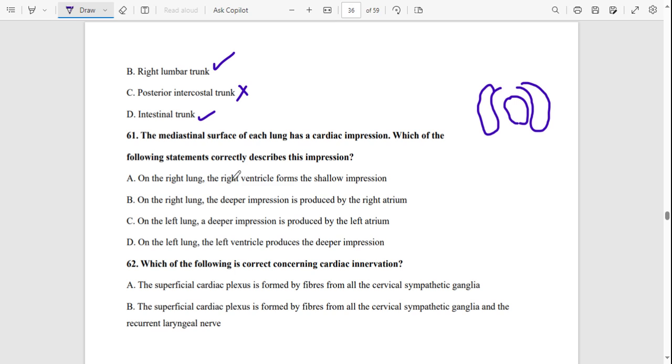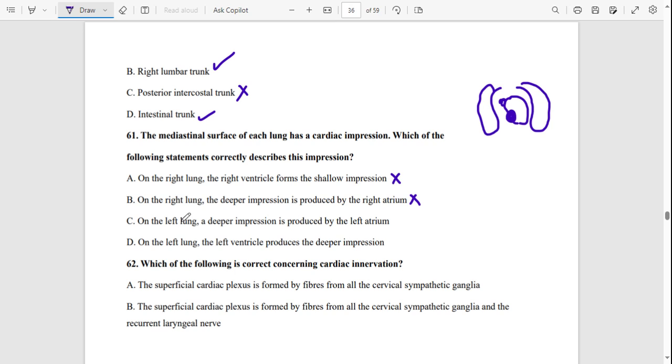Why? Because the heart is more on the left side. The right ventricle forms a shallow impression. Okay, that is not true. The right ventricle is somewhere here, and shouldn't have an impression on the lung. On the right lung, the deep impression is produced by the right atrium. Even if the right atrium has an impression, it's not deep because there is a bit of a distance.